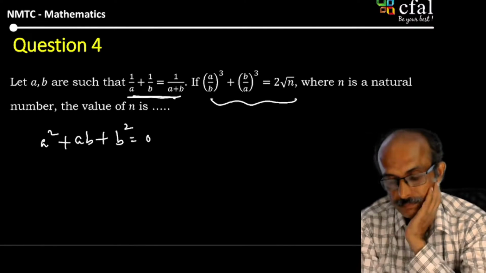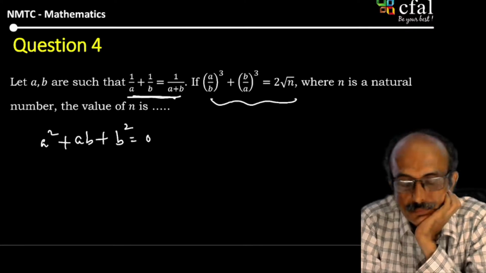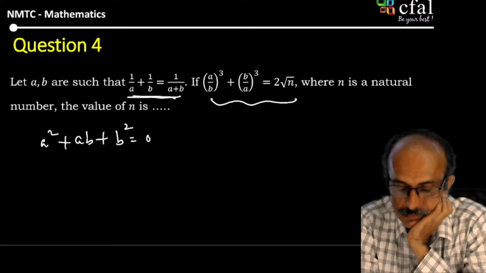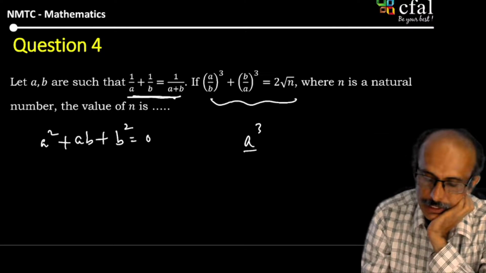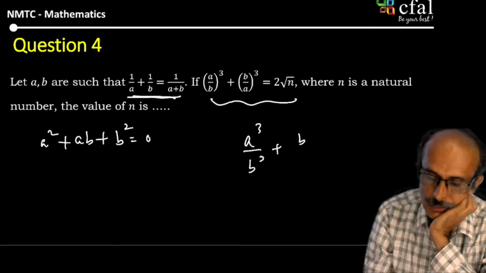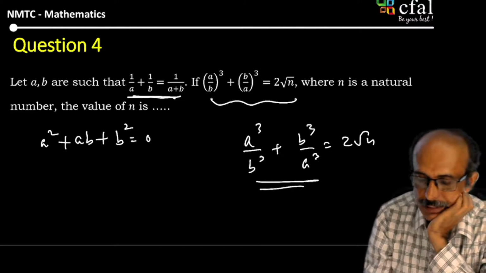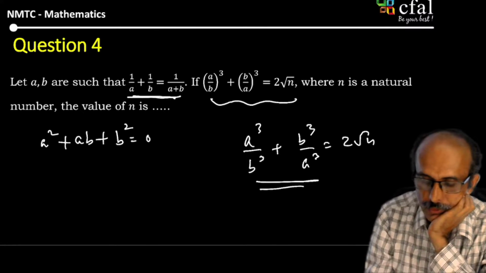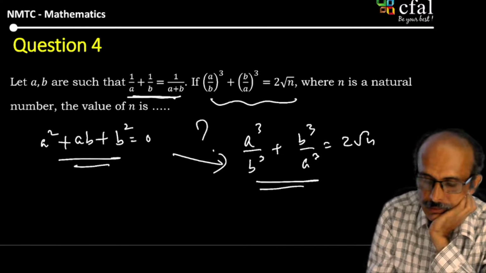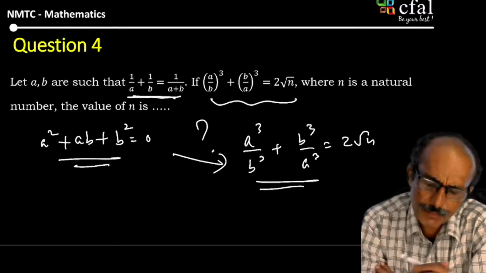It's very troubling. If I open this immediately, I can't notice anything. a^3/b^3 + b^3/a^3 = 2√n. If I open the left hand side, how do you use that here? So you should find some other way.